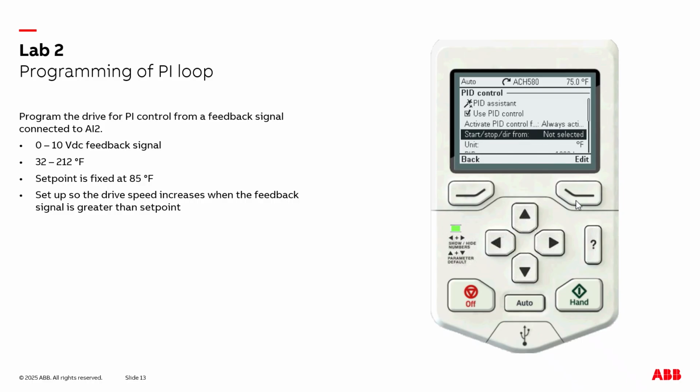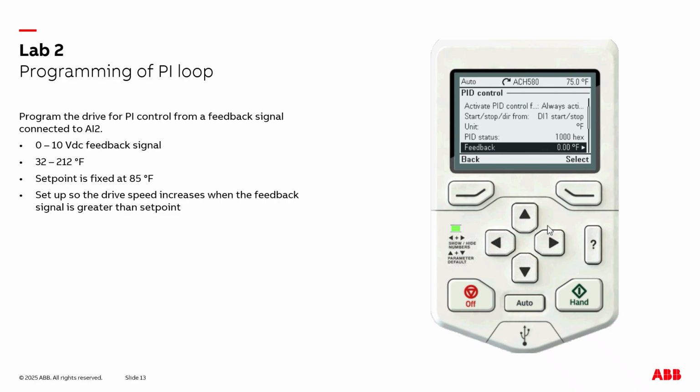Start-stop direction. Here we need to tell the drive where the start-stop command is coming from in PID mode. So here, even though we had set it up for speed mode to DI1, it was default. In PID control mode, it's not automatically selected. So here we need to select DI1 for our start-stop command. Our units, they're degrees Fahrenheit. That's by default, so we don't have to make any adjustment there. PID status, that's just a read-only.